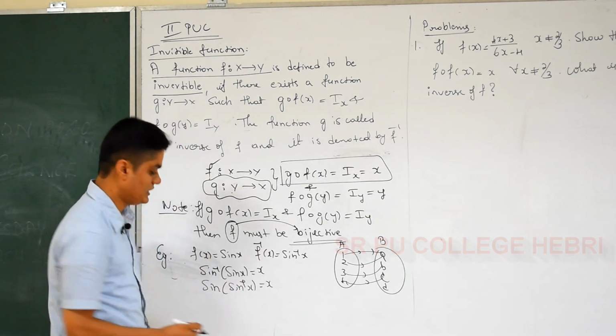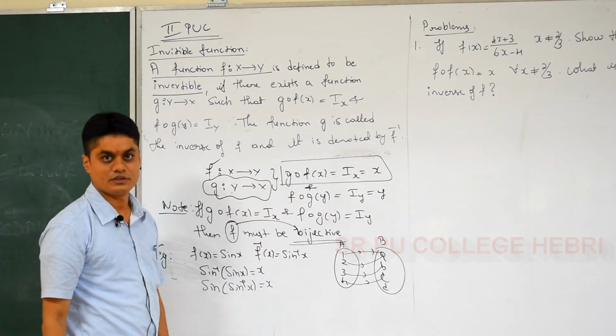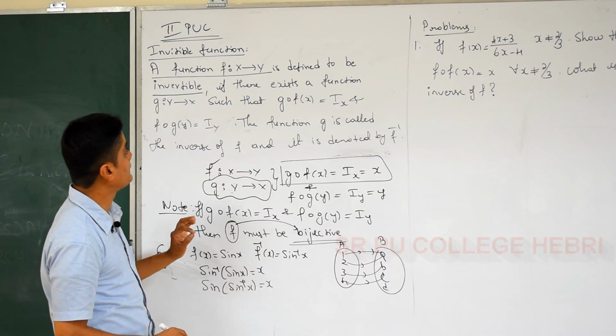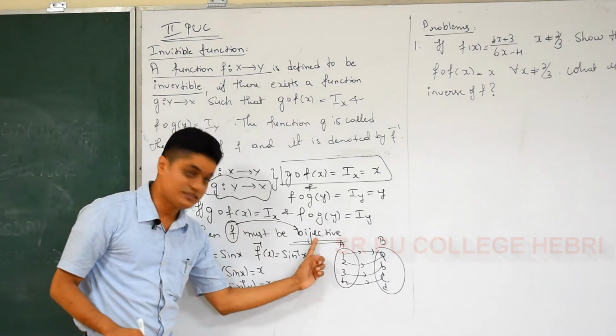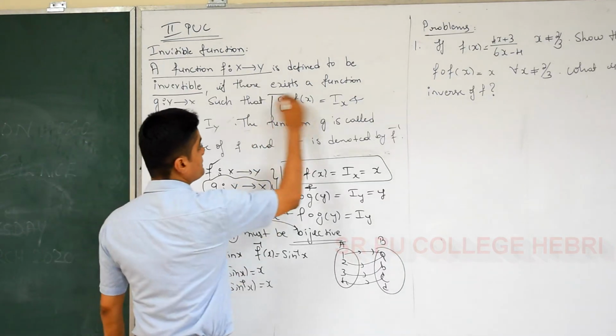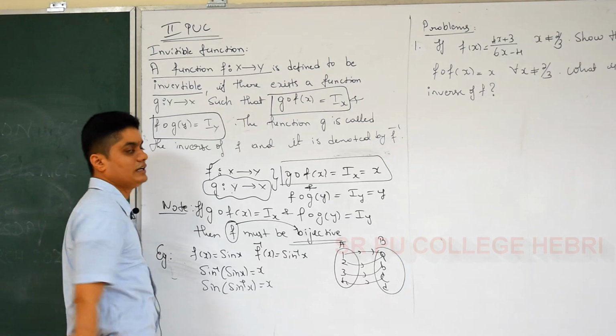Remember this concept? So this is the best example for this definition. Clear what I'm telling? So a function is invertible only when the function is bijective. How do we identify that? These two conditions must be satisfied: g of f of x and f of g of y must give the identity function.